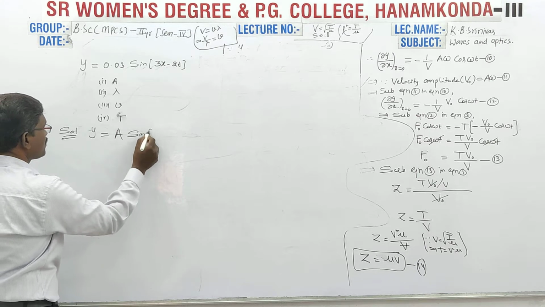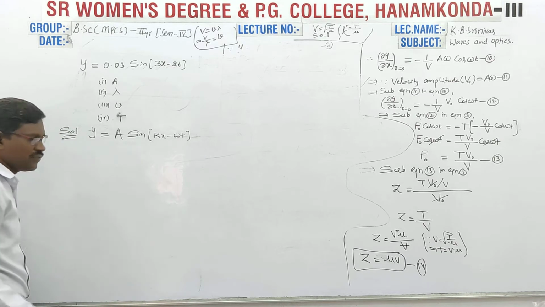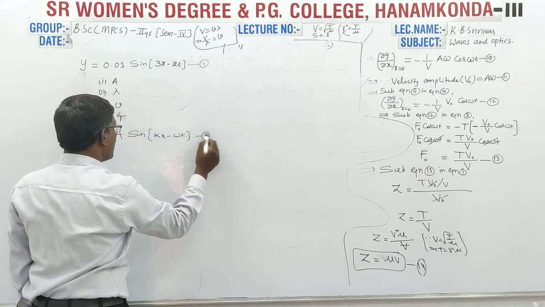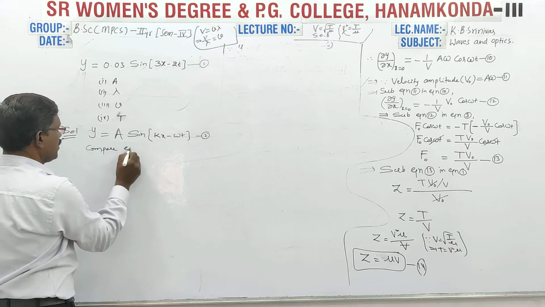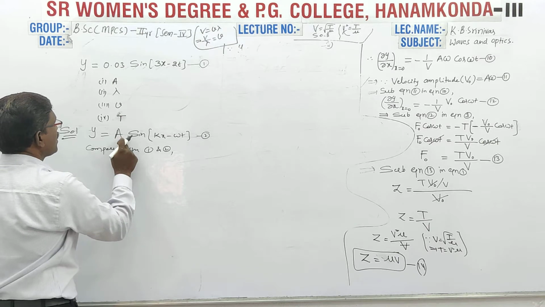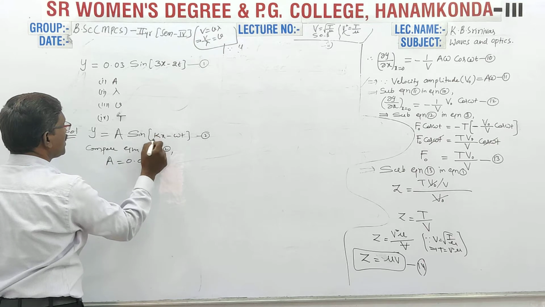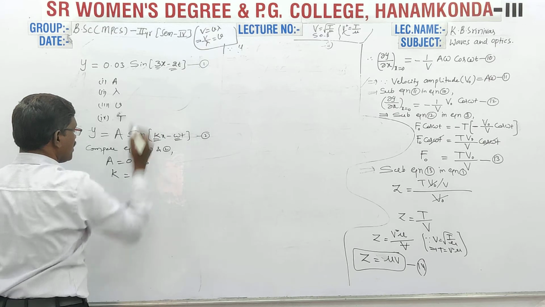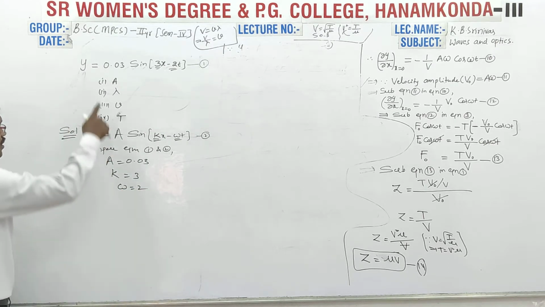a sin of kx minus omega t. It is in the form of sin of kx minus omega t. So here I am comparing equations 1 and 2. After comparison, instead of a, here we have 0.03, a is equal to 0.03. Instead of k, here we have 3. Instead of omega, here we have 2. So we have to find all these four values.